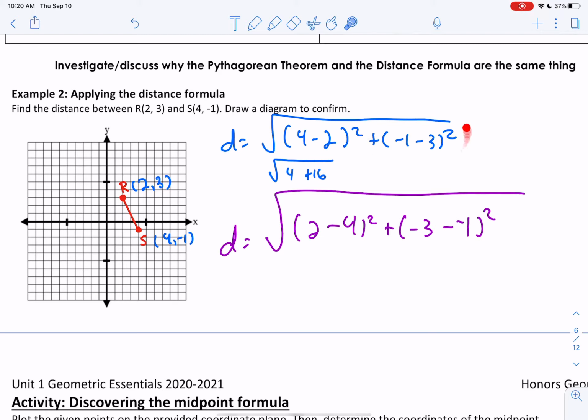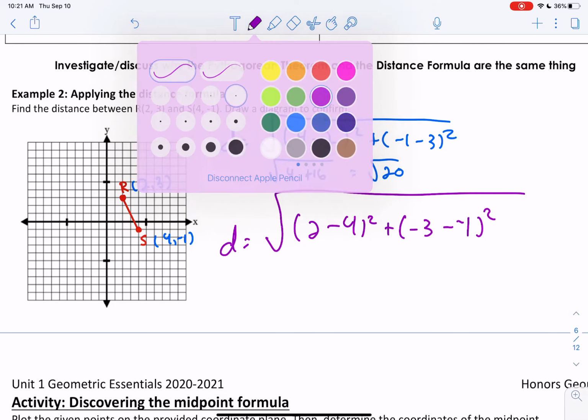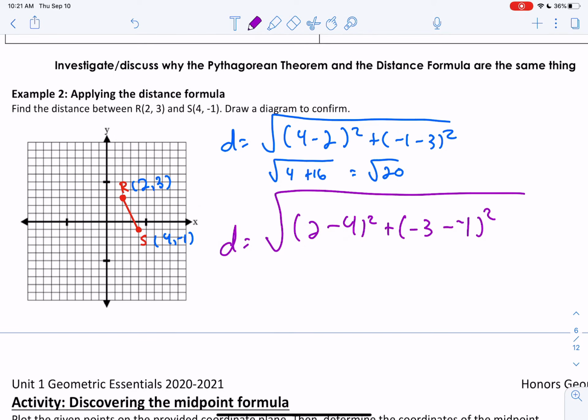Be careful when you plug this into your calculator, okay? Make sure you put parentheses around your -4. -4 times -4 is positive 16, not -16. All right, and I get 4 plus 16, which is going to be the square root of 20. We're going to leave that right there for a second, and I'm going to show you again how the purple one's going to work out to be the exact same thing.